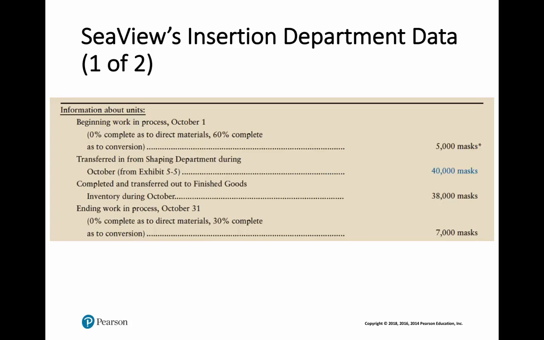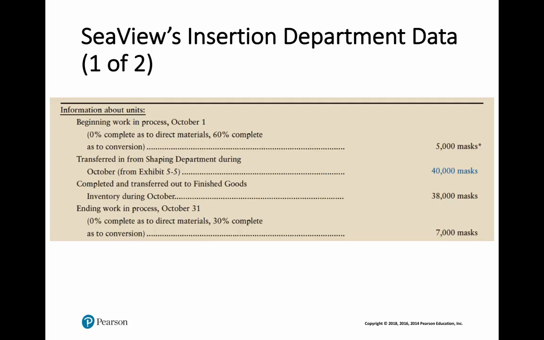The other thing to keep in mind is as you go through our step 1 calculation, we have our beginning work in process, but instead of having started, if you're in a second or later department, it always has to be transferred in. All right, it's never going to be started, because if you're thinking about a manufacturing process, Department 2 or Department 3, they're never just starting on units.